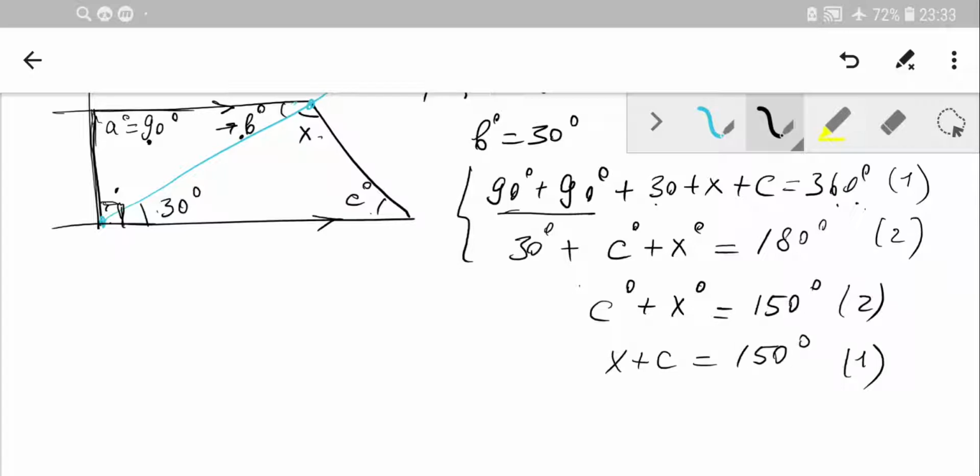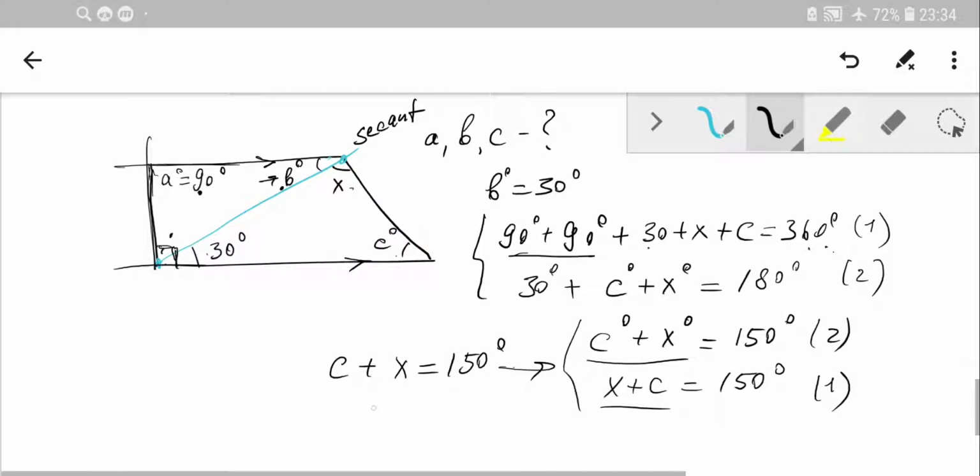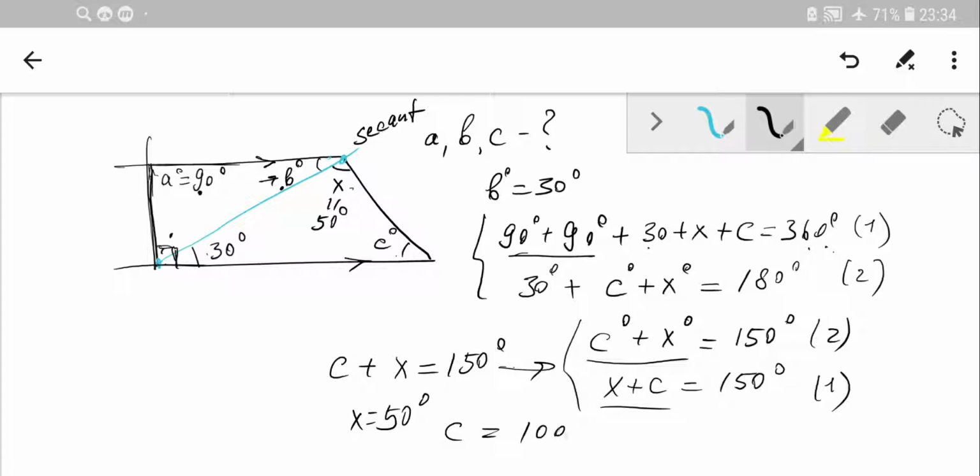So obviously, because there are two identical equations in the system, they actually repeat each other, right? And it's not enough, so you need to consider it as only one equation. For this reason, in order to find C, you need to know X. Let's say X is 50 degrees. Now it's possible: if X is 50 degrees, then C is 100 degrees.